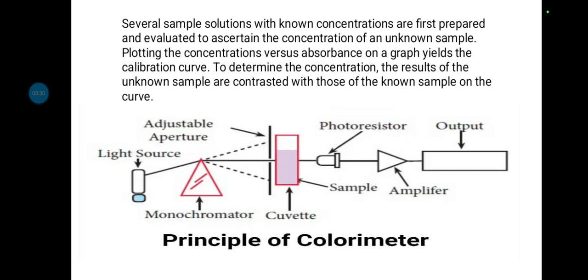So this is an example of a colorimeter, where we have a light source and monochromator, cuvette, sample, amplifier, and output.